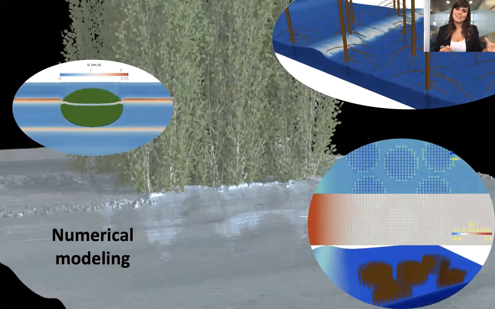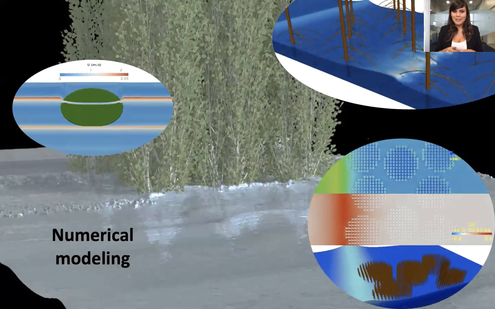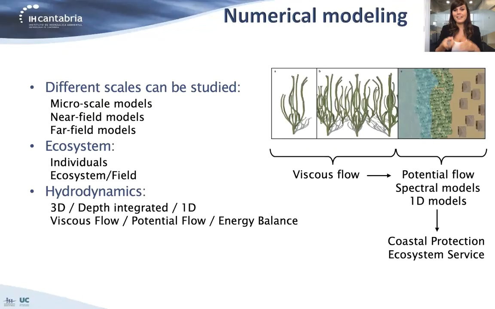So, moving to the numerical modeling, again, different scales can be considered. And each one of them involves different studies in terms of the processes that can be studied, moving from the small scales dealing with individuals and viscous flow to large scales studying different ecosystems through energy balance models.